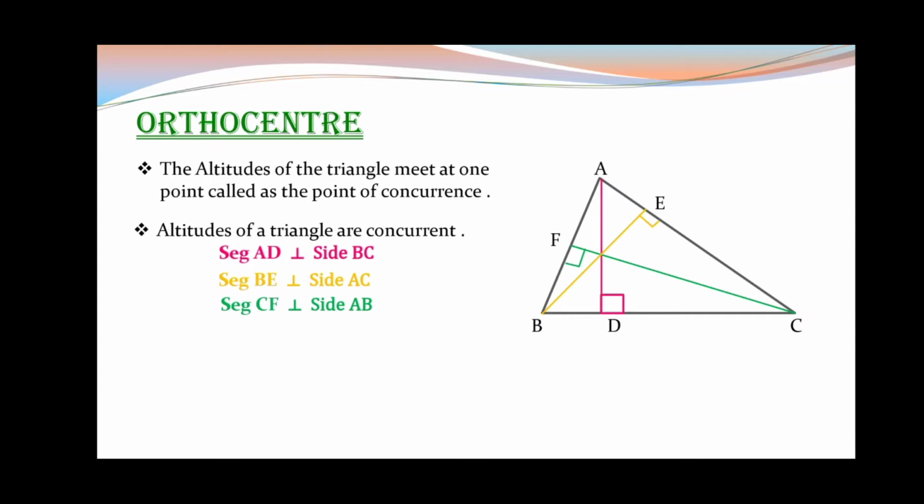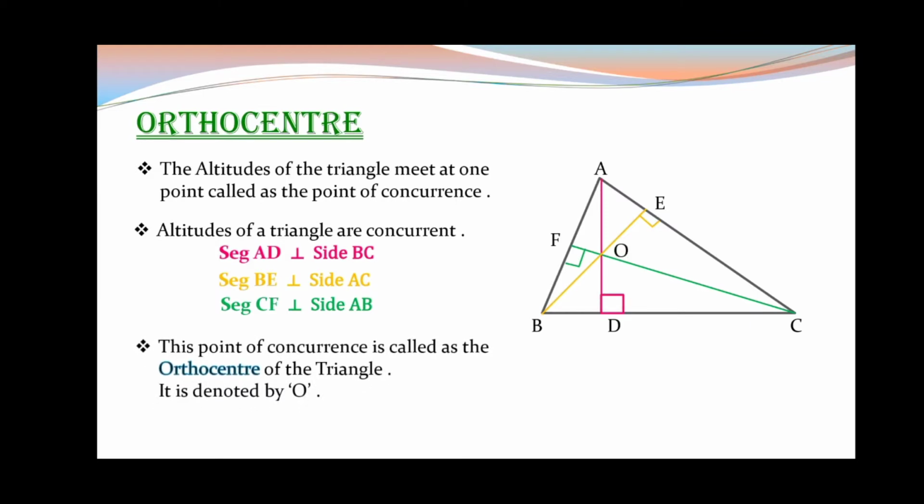We can also see all the three altitudes are meeting at one common point. This common point is called the point of concurrence. And the point of concurrence of all the three altitudes is termed the orthocenter. Therefore, point O is the orthocenter of triangle ABC.